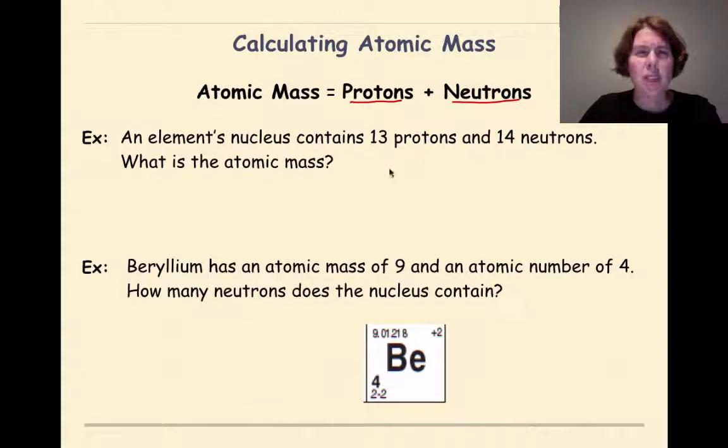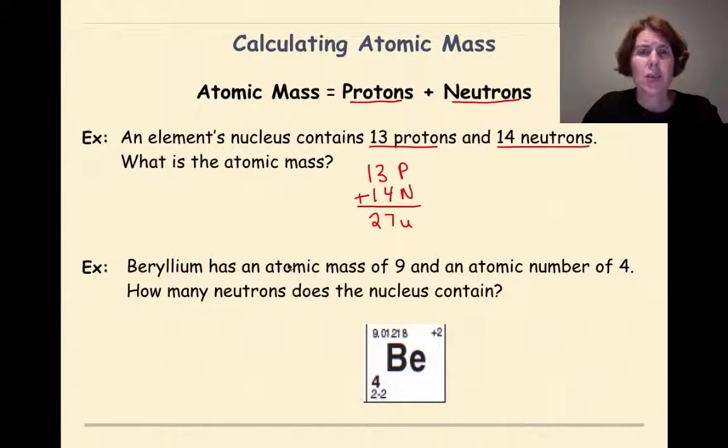So let's look at an example. An element's nucleus contains 13 protons and 14 neutrons. What is the atomic mass? I'm going to take my 13 protons, 13p, and my 14 neutrons, and all I'm going to do is just add these two numbers together. So I'm going to get 27. So the atomic mass would be 27 u.